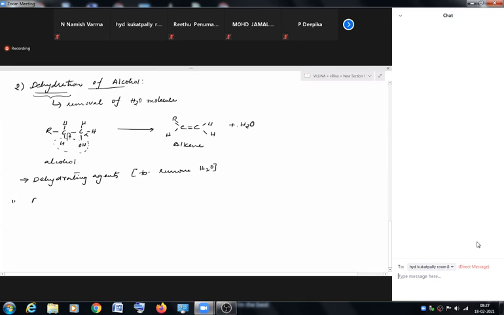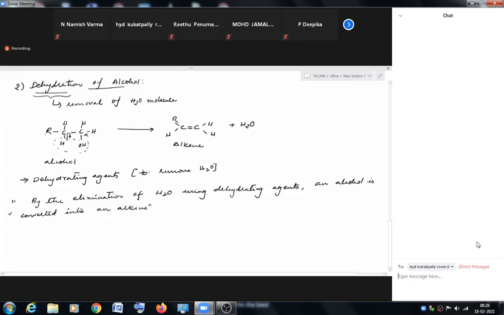By the elimination of water molecules, H2O, using dehydrating agents, an alcohol is converted into an alkene. So this is just a simple statement. This is the statement, this is the model reaction, right?